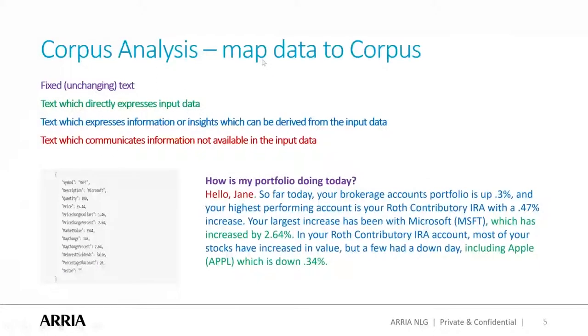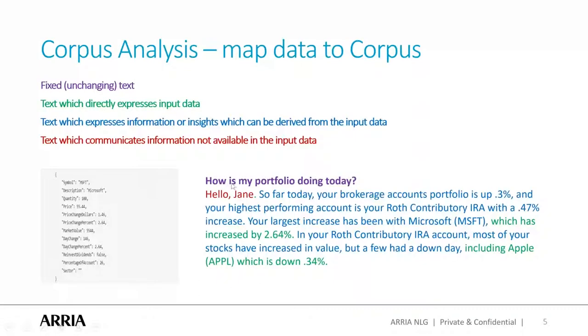So the first thing I wanted to talk a little bit about is corpus analysis. When we look at good use cases for NLG, the first thing you have to do is identify what data you have. And the second thing you need to identify is, what do I want to say? And once you've done that, you're in a position to do a corpus analysis. So what we typically do is we look at this target corpus. You can see this is portfolio data, and I'm taking a look at how my portfolio is doing today, and I have data to support that.